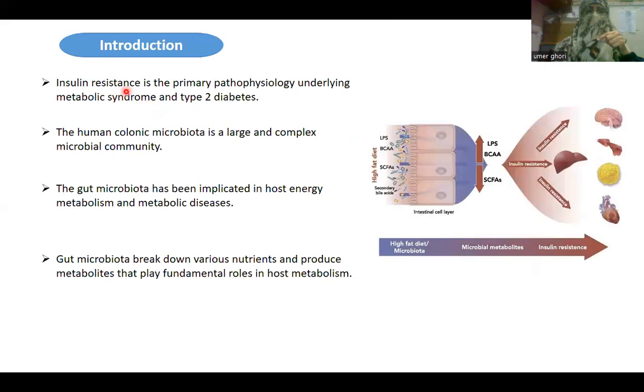So, this is the brief introduction of this research article. What is insulin resistance and the role of gut microbiota in insulin resistance? Insulin resistance is the primary pathophysiology underlying metabolic syndrome and type 2 diabetes. The human colonic microbiota is a large and complex microbial community. The gut microbiota has been implicated in host energy metabolism and metabolic diseases. The gut microbiota break down various nutrients and produce metabolites that play fundamental roles in host metabolism.